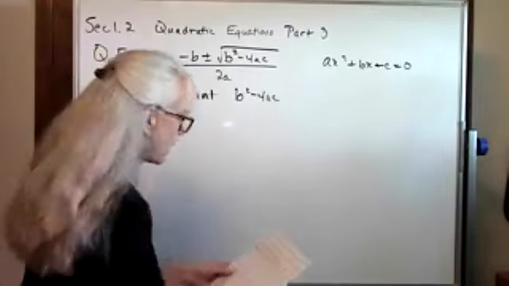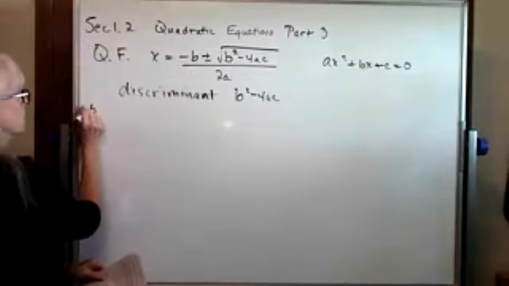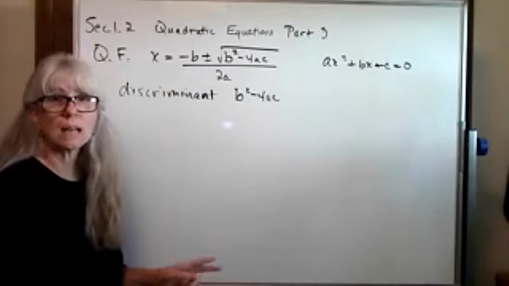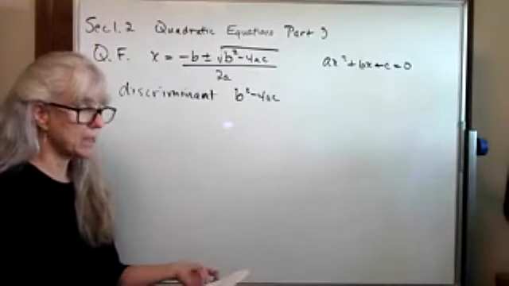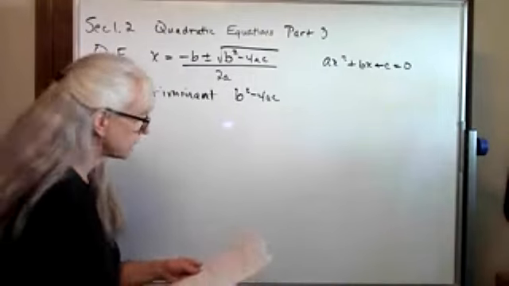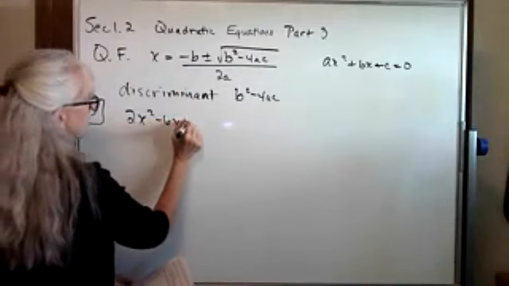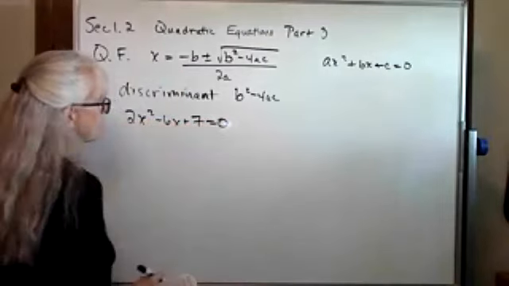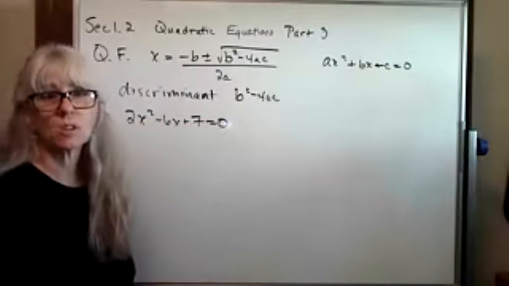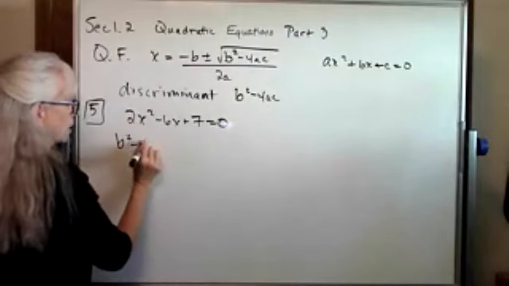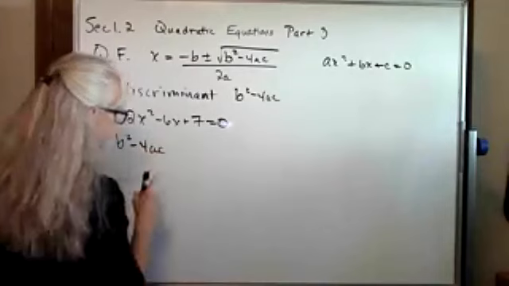So example 5 says to use the discriminant to determine whether each quadratic equation has 2 unequal real solutions, a repeated real solution, or 2 complex solutions. So we have 2x squared minus 6x plus 7 is equal to 0. I'm not solving it. They're not asking me to solve it. They just want to know what kind of answers we're going to get. So we literally just need to look at b squared minus 4ac and see what that comes out to be.